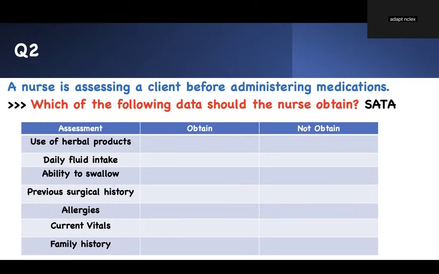If you're in nursing school, during your clinicals, and you're about to administer medication, which of these are you going to ask the patient about or check? If you are taking the NCLEX and you see this question, which one do you think is appropriate?